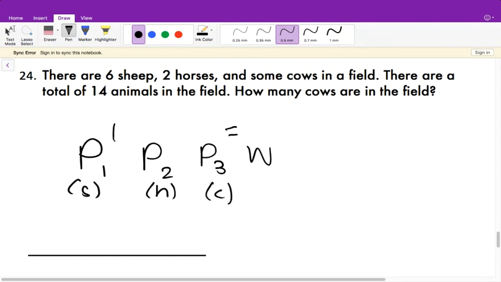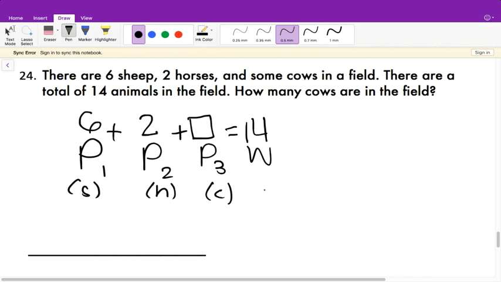And we're going to add all the parts together as we always do in a part whole. Okay, and for sheep, it says there are 6 sheep, and then there are 2 horses, and then it just says some cows. So we're going to draw a box for the cows. And for the whole, we're looking at all of the animals that are all together in the field. And that says there are a total of 14 animals in the field. So I'm going to write 14 for the whole.